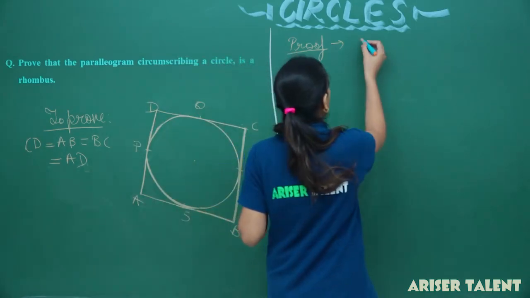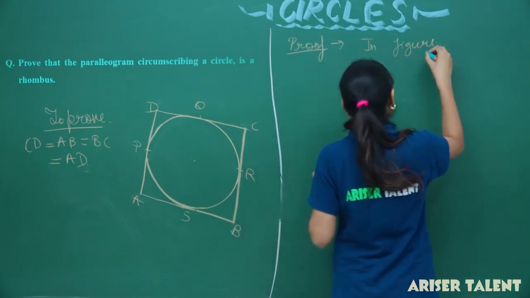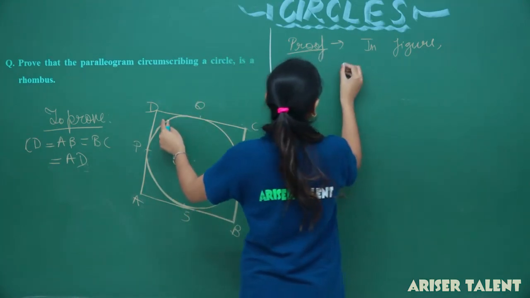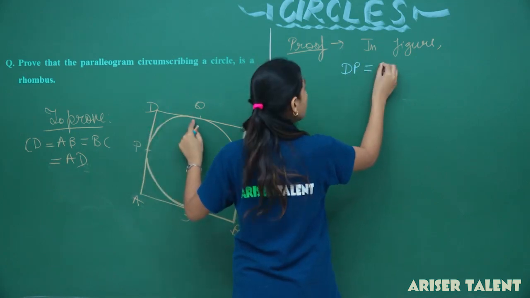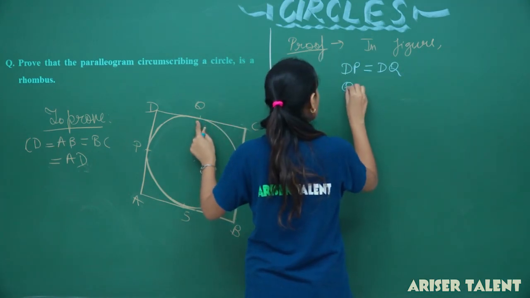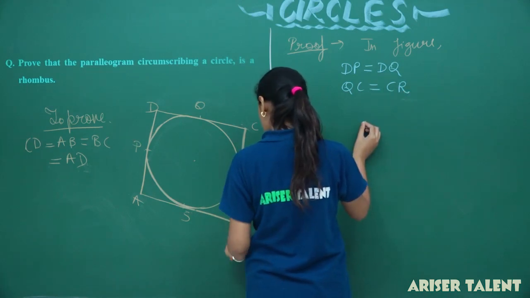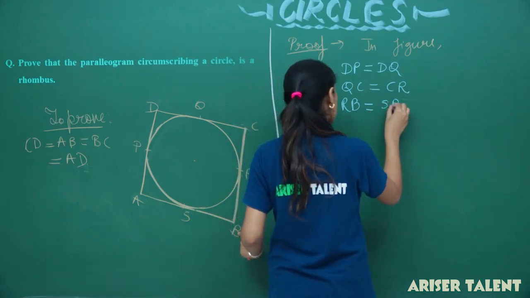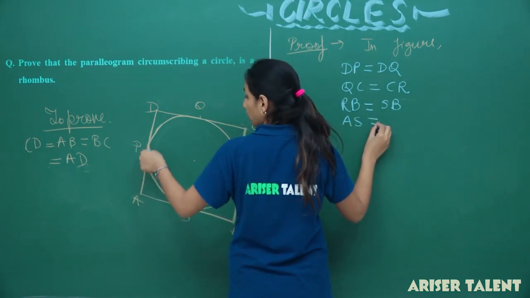So, in the figure, what we are having is DP equals DQ, then QC equals CR, then RB equals SB. Now, AS equals AP.